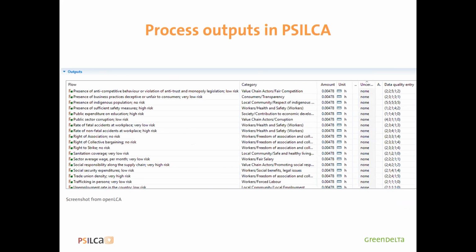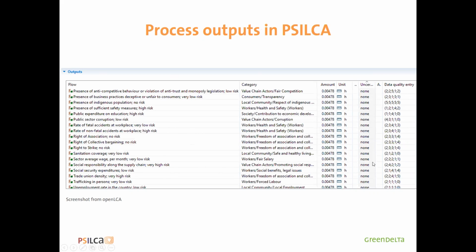This is what the risk assessed indicators look like in a process in PSILCA. So these are process outputs. And we can see here that, for example, the right of association in this process has no risk. The social security expenditures in the country regarding the process have a low risk. Trade union density is associated with a high risk, and so on. And then all these risk assessed flows, as the name says, are already assessed, and are quantified by their amount of work hours, or in general by the activity variable.